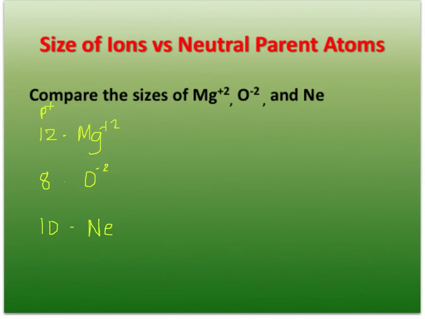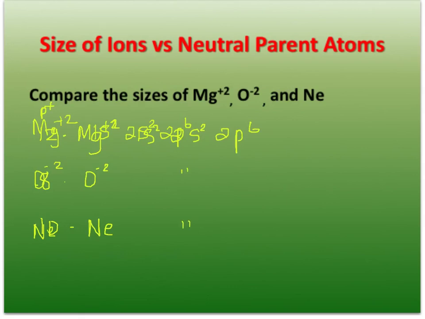Now, look at the electron configuration. The magnesium ion would be 1s2, 2s2, 2p6. And if you look at oxygen, it gained 2 electrons, so it would have the same configuration. Neon has the same configuration. So the two ions are isoelectronic, meaning that they have the same electron configuration as neon. But what is different? They have a different number of protons, but they still have the same number of electrons.